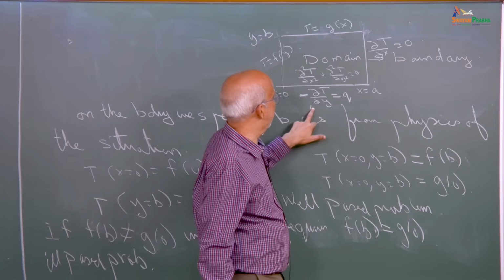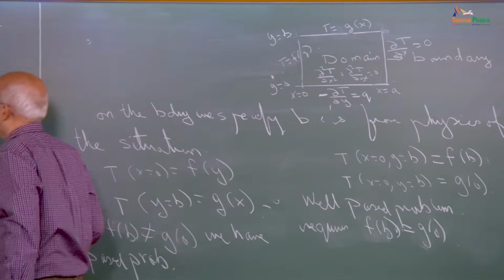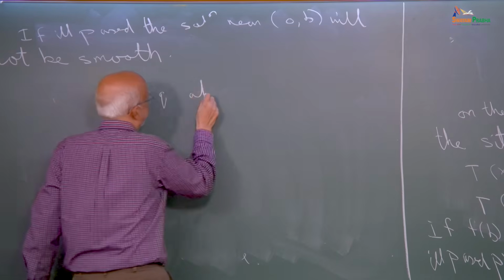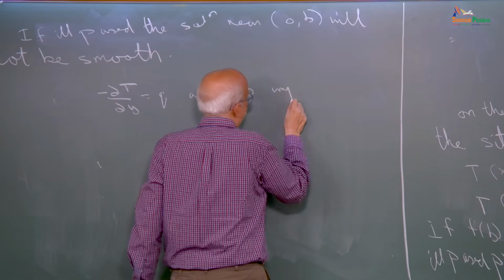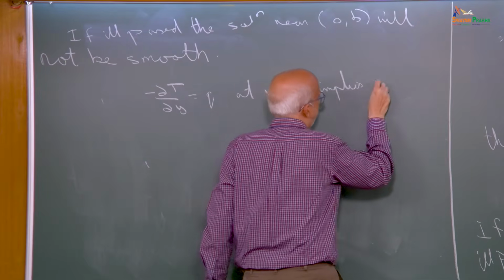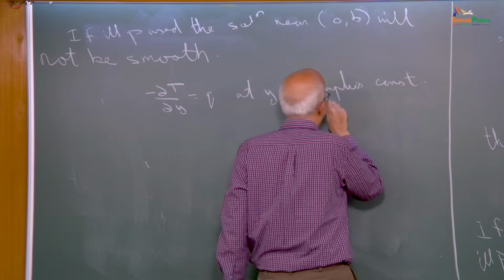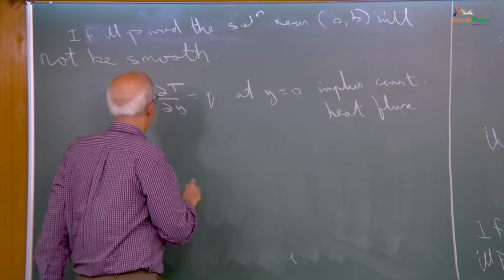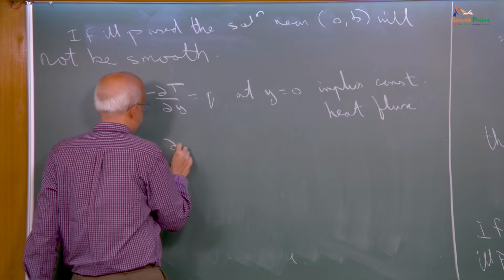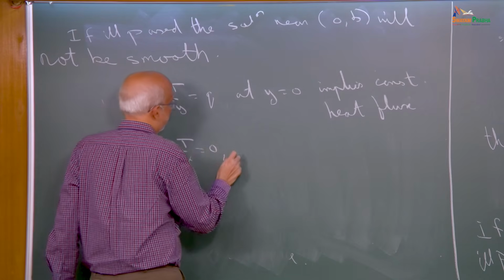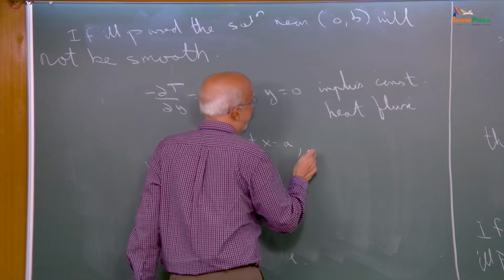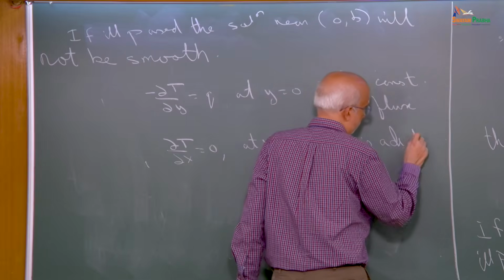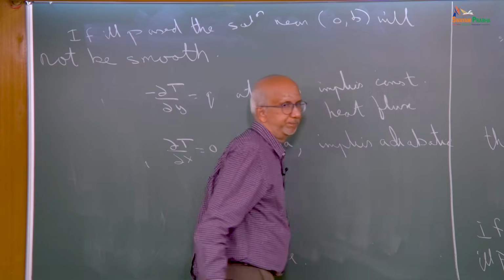What is dt by dx equal to 0? Physically it means I am insulating it, there is no heat flux. The flux in the positive y direction is q, and let us say q is positive, then that is the rate at which I am heating, heat is entering the surface, into the domain. So, basically this corresponds to minus dt by dy equal to q at y equal to 0, which implies constant heat flux, and dt by dx equal to 0 at x equal to a implies adiabatic, okay.